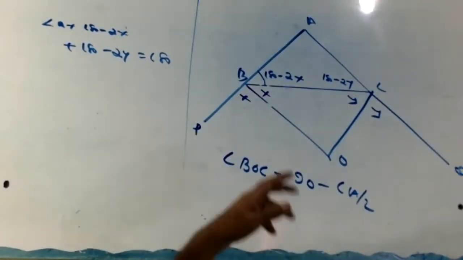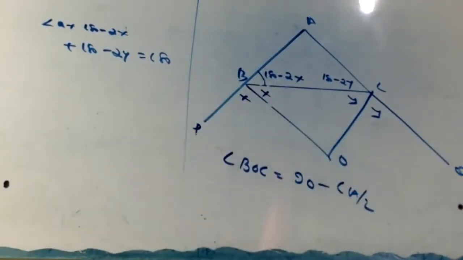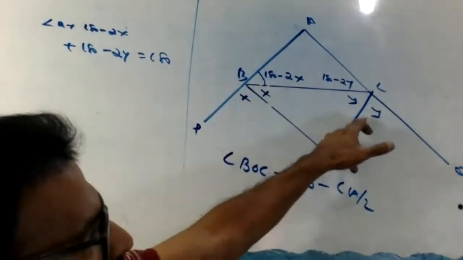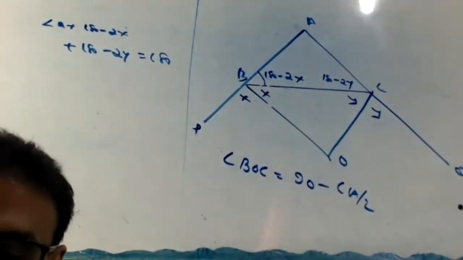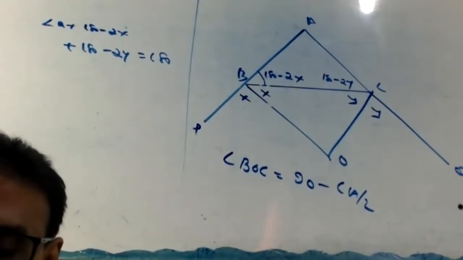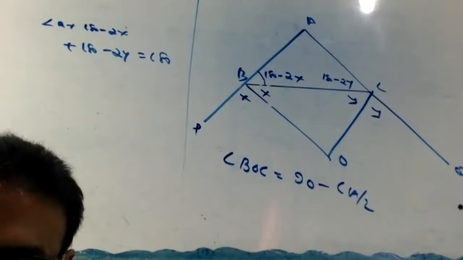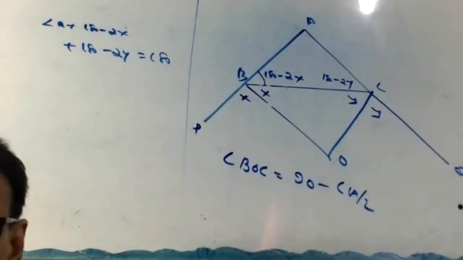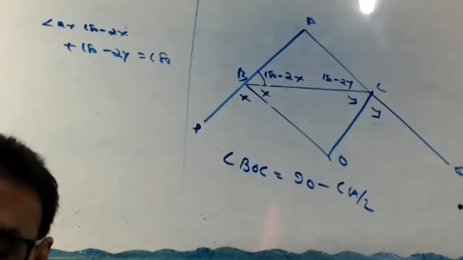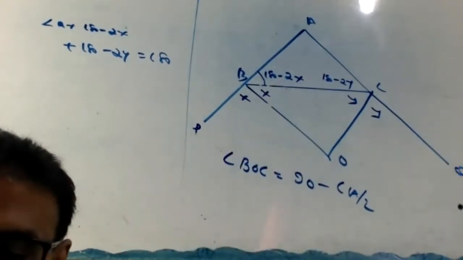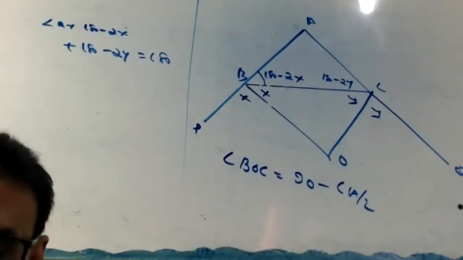Okay. So, PBC plus ABC, how much? 180. Why? Linear pairs. Correct or no? Therefore, this is 180 minus 2x. Correct or no? This one 180 minus 2x. Are you okay or not? Hello?